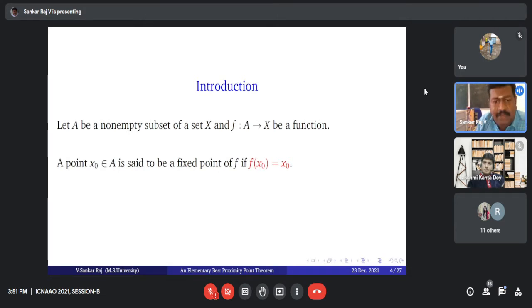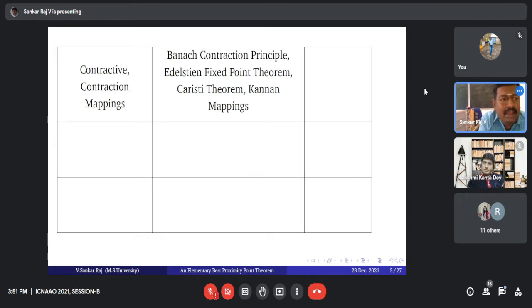The interesting part is the contractive type mappings, for example, the Banach contraction principle, the Edelstein fixed point theorem, Caristi's theorem, Kannan's fixed point theorems. These all deal with contractive or contraction type mappings. For that, the metric space structure is sufficient.